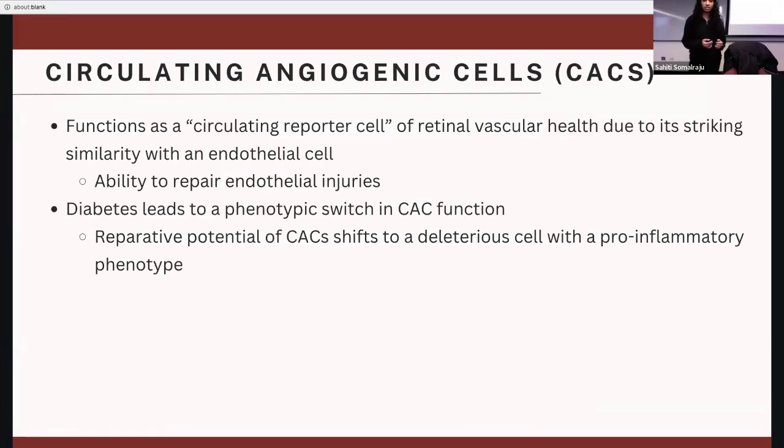Another piece of background is just a quick introduction to circulating angiogenic cells, or CACs. These function as a circulating reporter cell in the retinal vascular health due to its striking similarity with endothelial cells. Endothelial cells are the cells that you're seeing in the blood vessels, and they make up that lining. And so these CACs have the ability to repair endothelial injuries. When an individual gets diagnosed with diabetes, it leads to a phenotypic switch in the CAC function. Instead of repairing endothelial injuries, it actually has the opposite reaction, where now it's shifting to a pro-inflammatory phenotype.